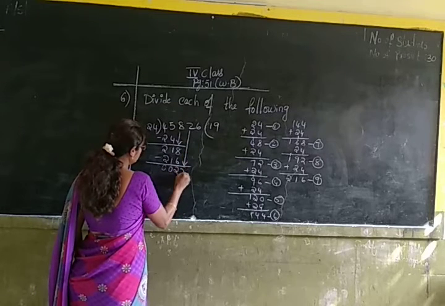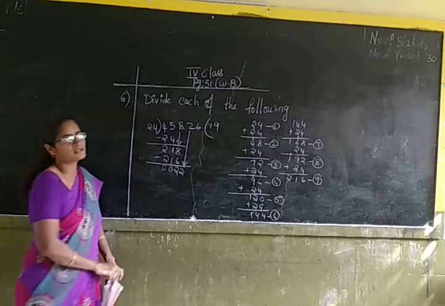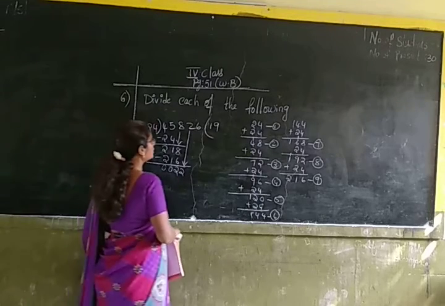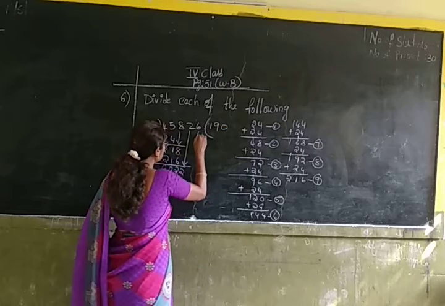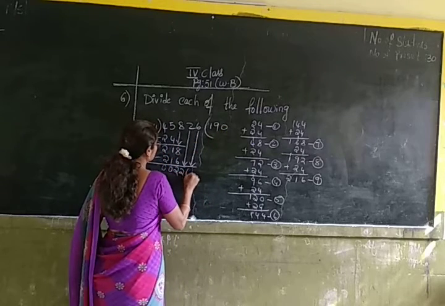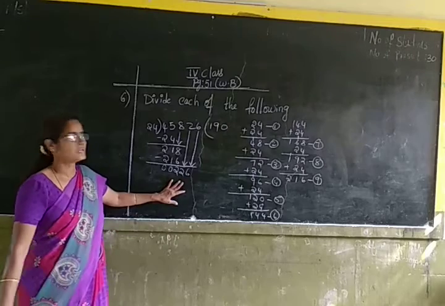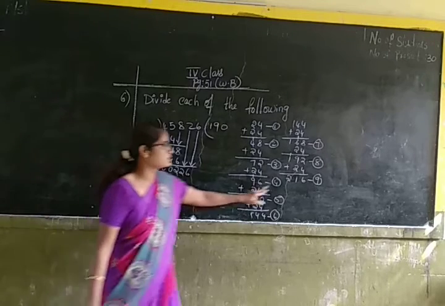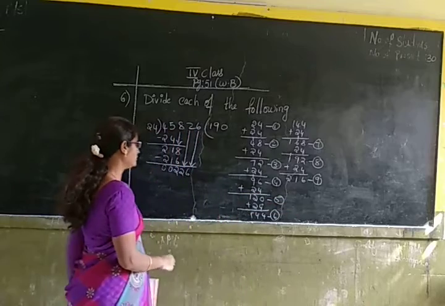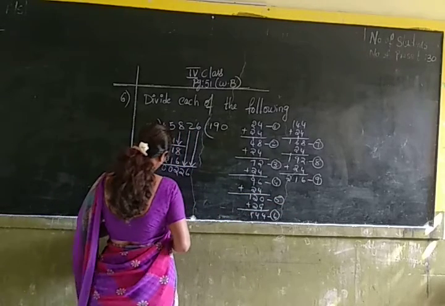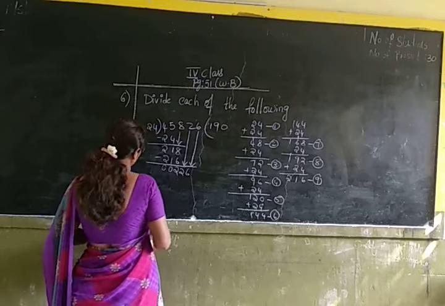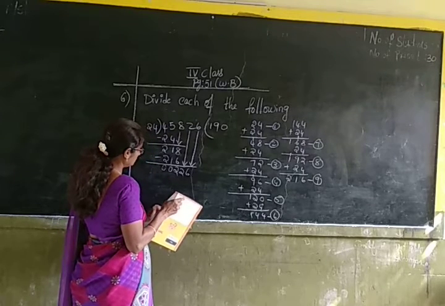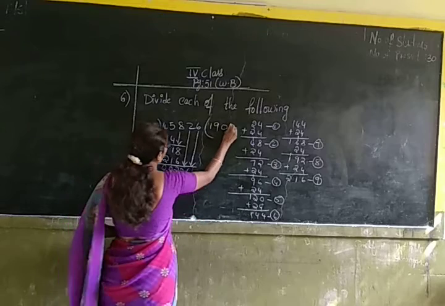Bring down 2. 22 is smaller than the divisor. So you have to put 0 and bring down the next digit. Now it will become 226. How many times does 24 go in 226? It goes 9 times.